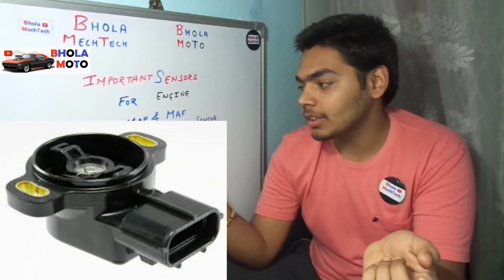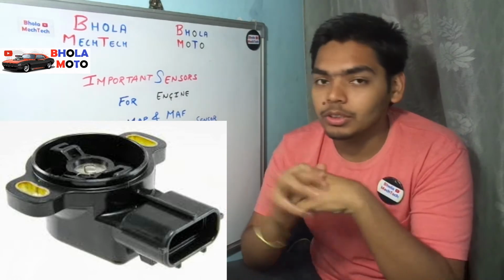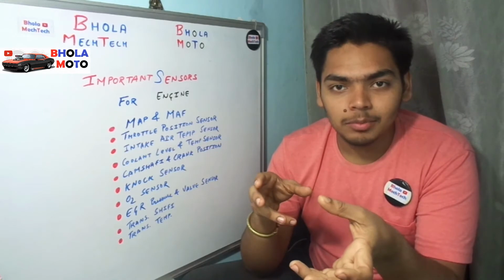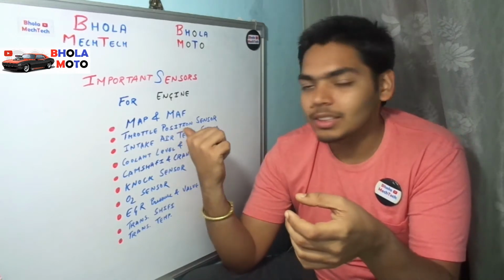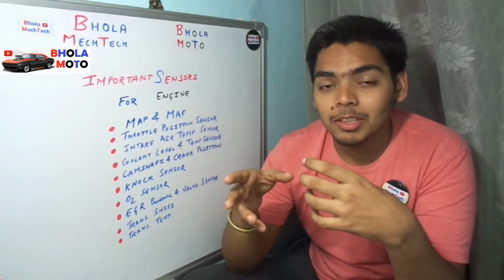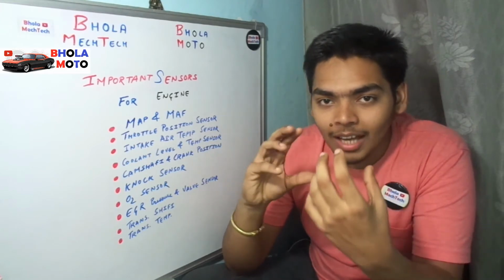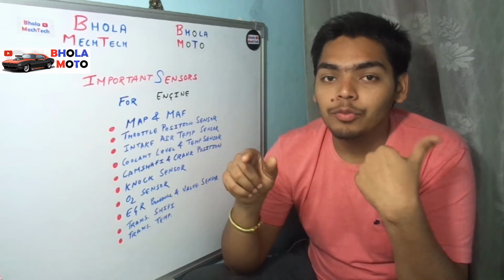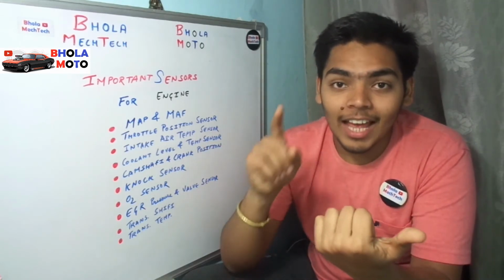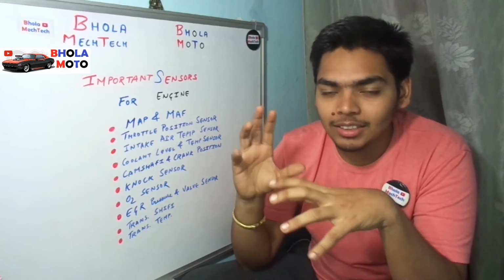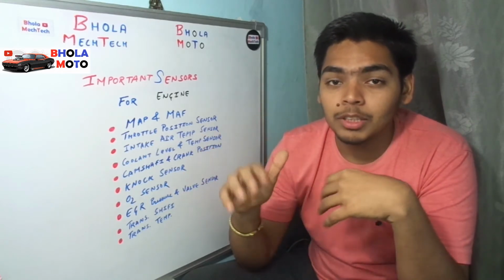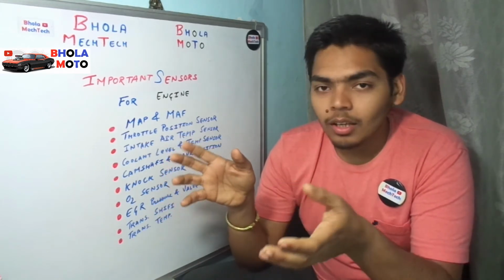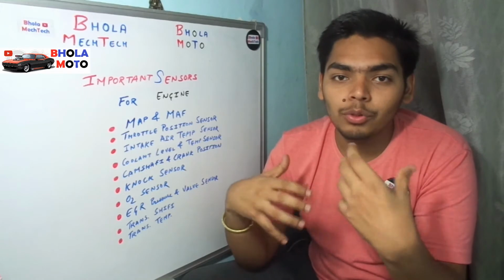Coming to another most important sensor, the throttle position sensor. When you press the pedal, there is a throttle valve that changes its position. So this position sensor senses the angular displacement of that throttle. Now, the more the angular displacement of the throttle valve, the more fuel has to be entered inside the engine as per your command. So that's why it senses the displacement of that valve, and in response it sends more fuel inside the engine.